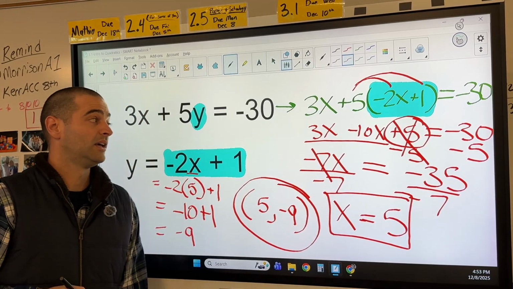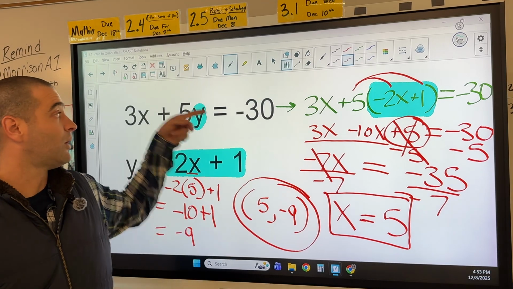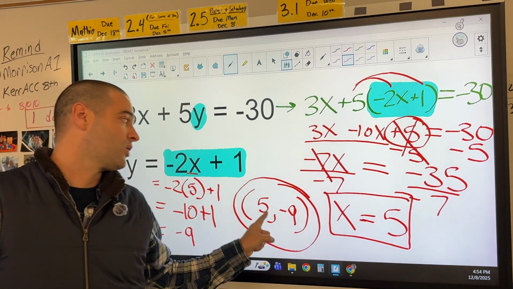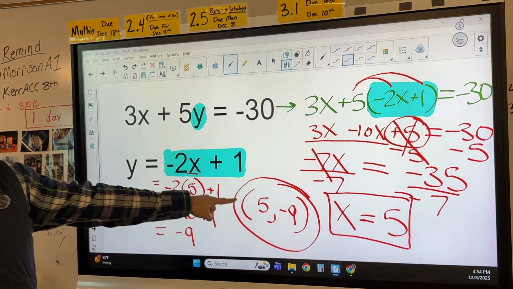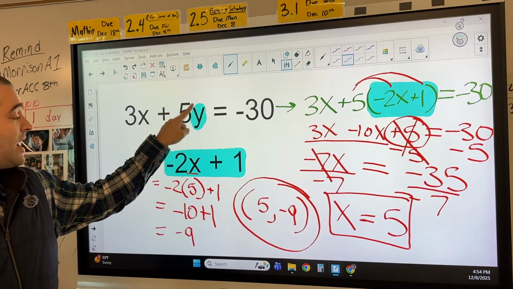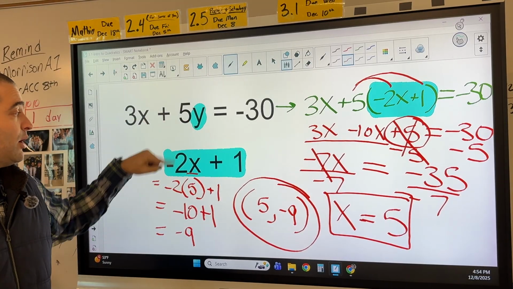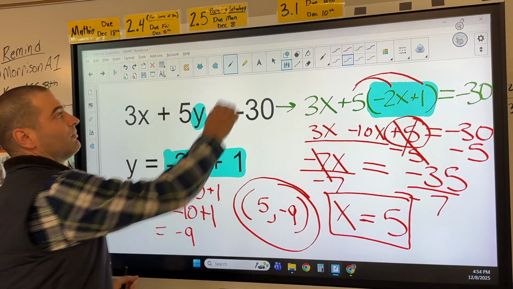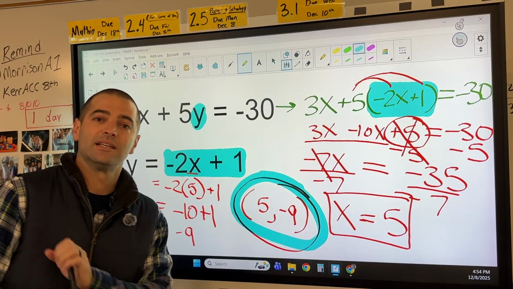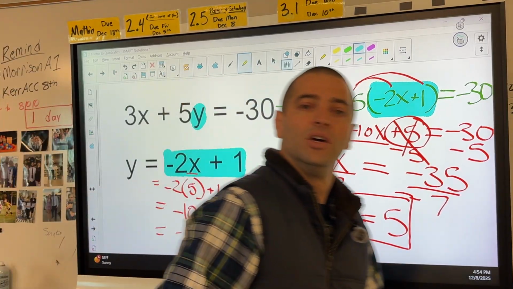That is my solution. And again, that is the coordinate where these 2 lines would intersect. That is the coordinate where I could plug in 5 for x and negative 9 for y. It's the only number that would make both of these equations true at the same time. So that is the substitution method. Good luck.